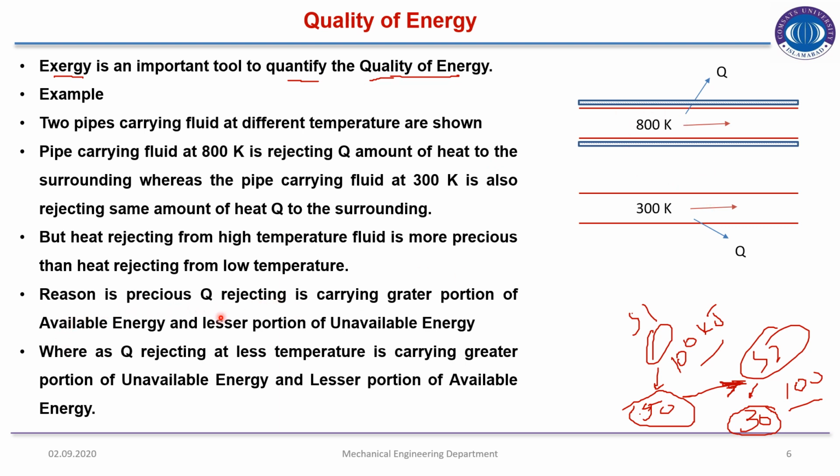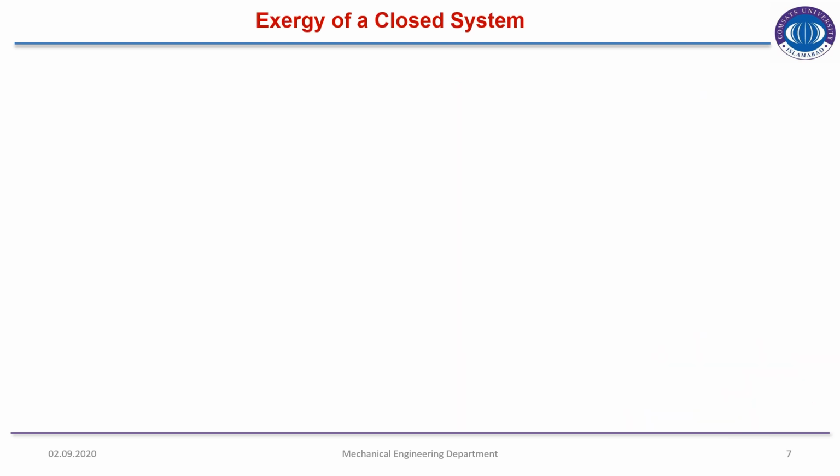So what is the reason? The precious heat Q being rejected is carrying a greater portion of available energy and a lesser portion of unavailable energy. As you know, the total heat or total energy is the sum of available and unavailable energy. So as the available energy increases, the unavailable energy decreases. You have already studied that.